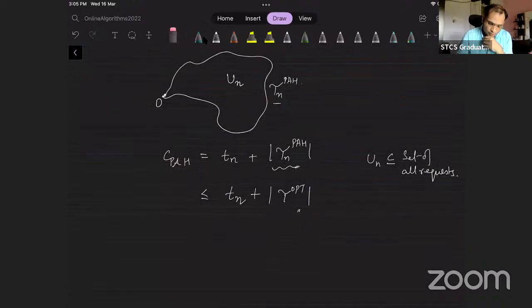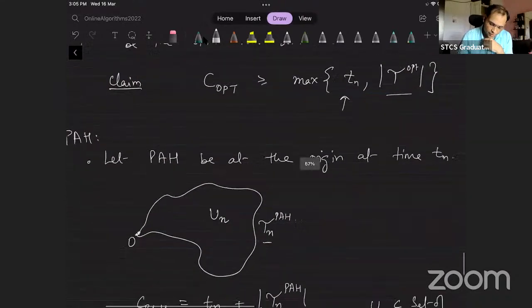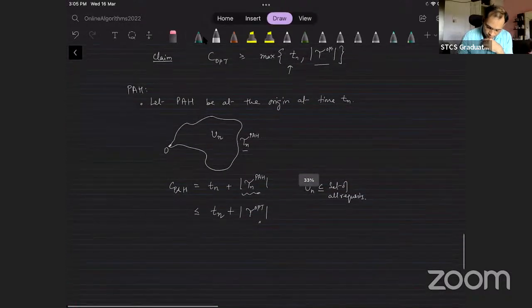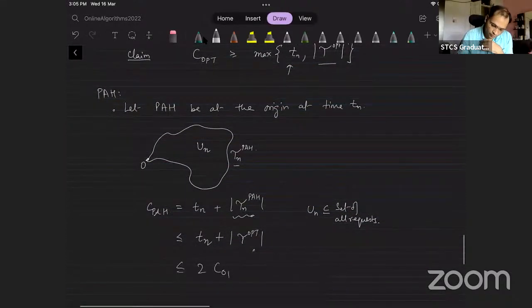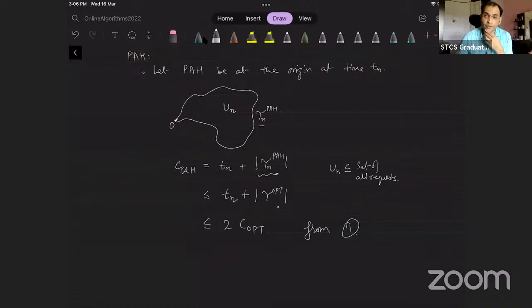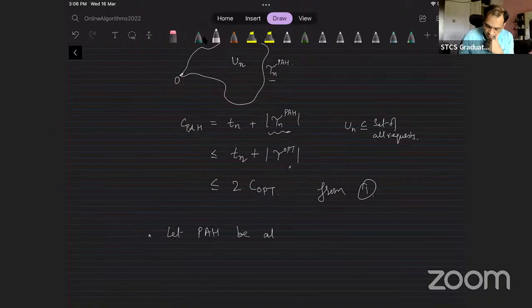Because I've already bounded COPT by the max of this quantity, and this is nothing but at most 2 times COPT from 1. So if at time Tn, PH happens to be at the origin, I have what I want. Now let's look at the case when it's not at the origin, it's somewhere else. So let PH be at LAT, which is not equal to that.